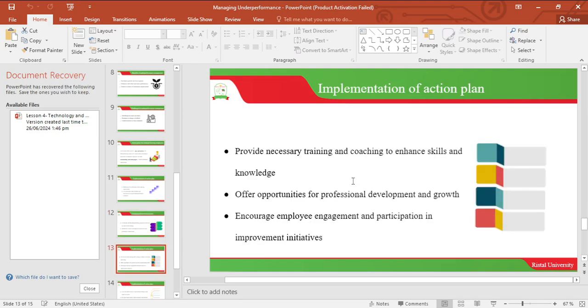Then you also need to provide necessary training and coaching, okay, to enhance the skills and knowledge. I've already explained that point. And also, you need to offer opportunities for professional development and growth. Maybe in terms of promotion, if someone has worked in an organization for over 5 years or 10 years, the person has the skills, the person has academic qualifications, why don't you promote the person? Okay? Because promotion itself is an element of motivation.